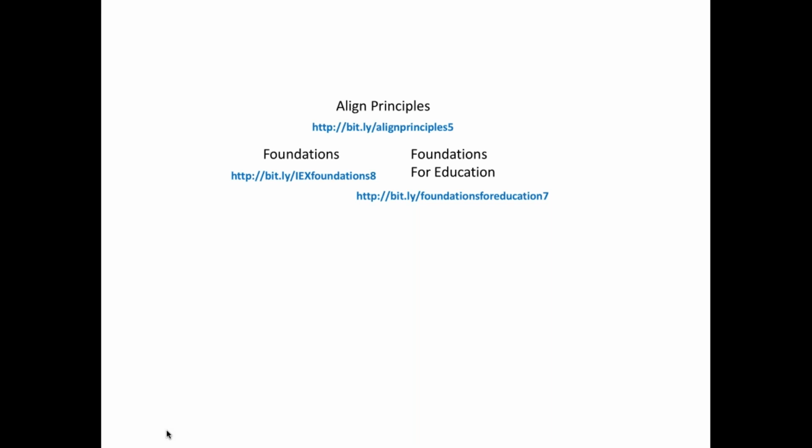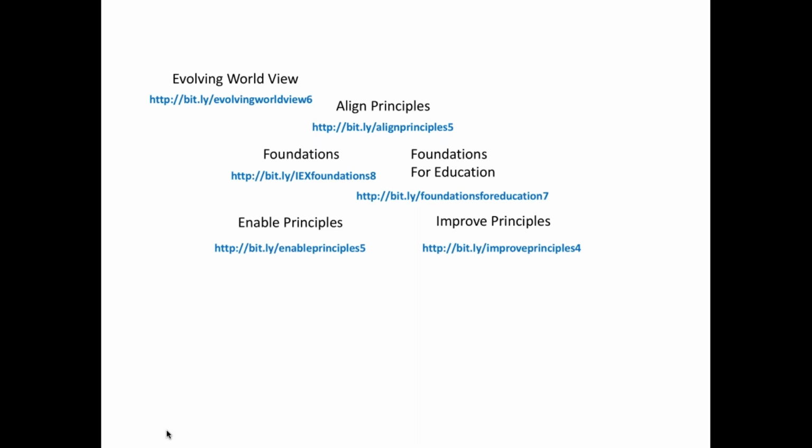There are 3 white papers that describe in a little more detail the guiding principles for enterprise excellence. So the Align white paper can be found at this bit.ly link. The Enable principles can be found at the bit.ly link here. And then the Improve white paper, Improve principles, can be found at this bit.ly link here.